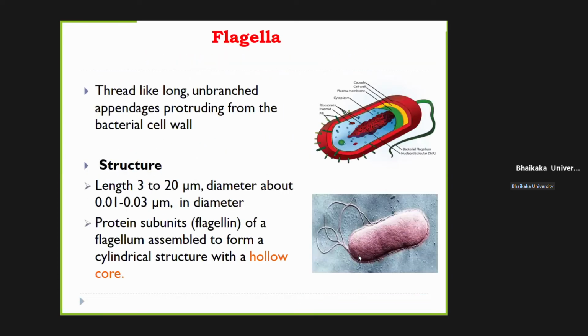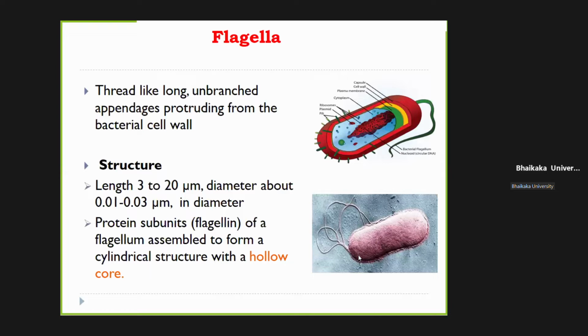So the another important appendage of cell wall of bacteria is the flagella. Now here in the picture you can see the long slender thread-like structure, that is flagella. It is an appendage protruding from the bacterial cell wall.